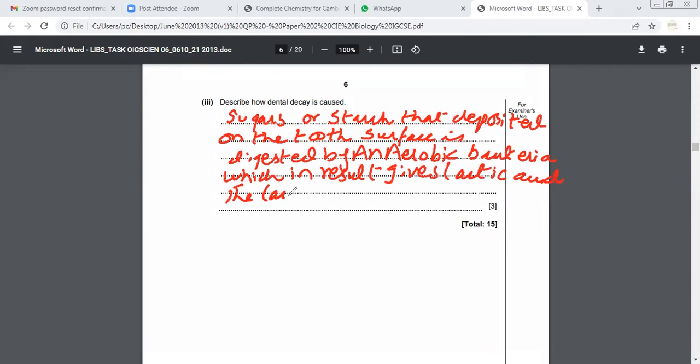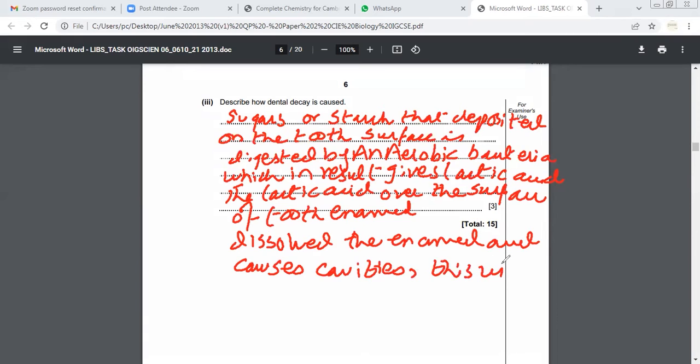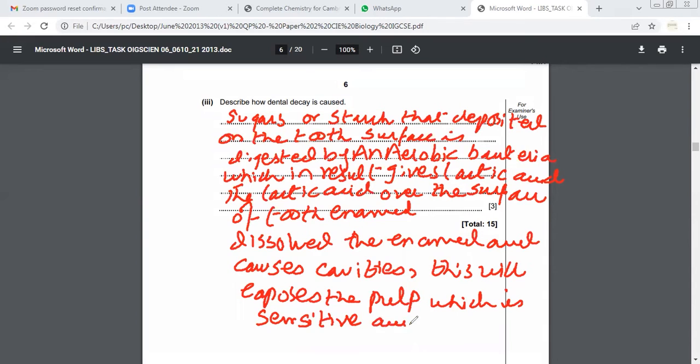The lactic acid over the surface of tooth enamel dissolves the enamel and causes cavities. This will expose the pulp, which is sensitive, and inflammation is caused.